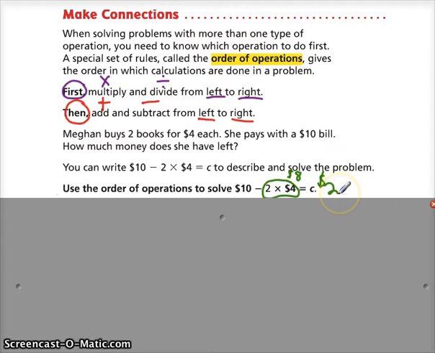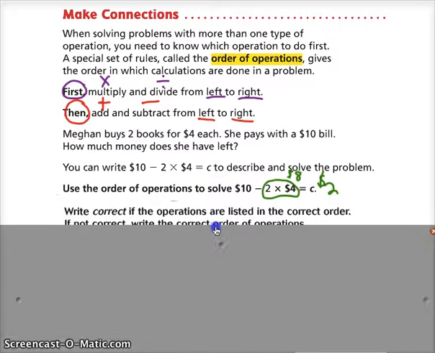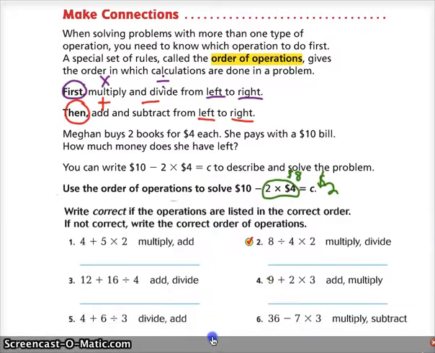That makes sense, because if Megan buys 2 books and each one costs her $4, that would be $8. And if you paid with a $10 bill, you would get $2 in return. Okay, now let's apply the order of operations to these equations.